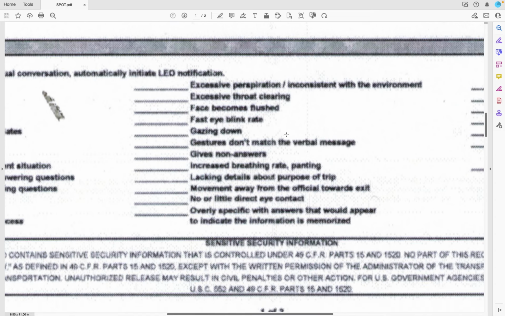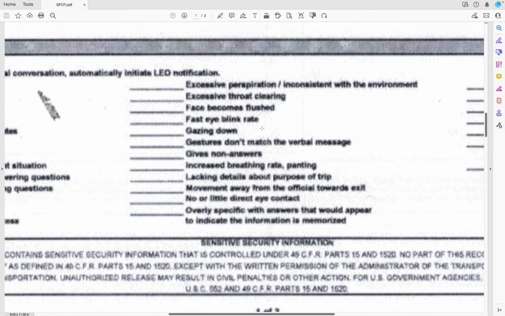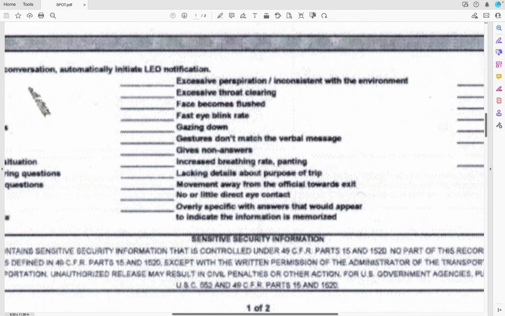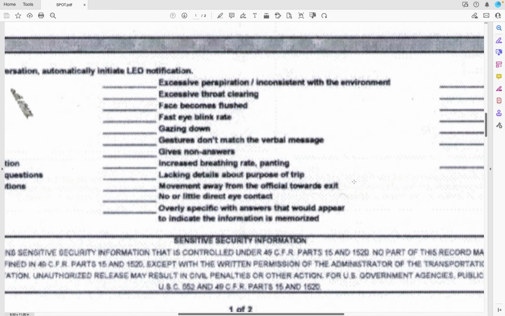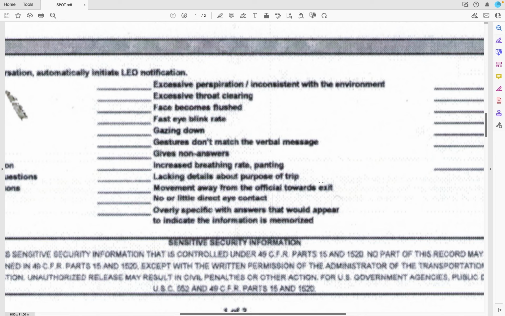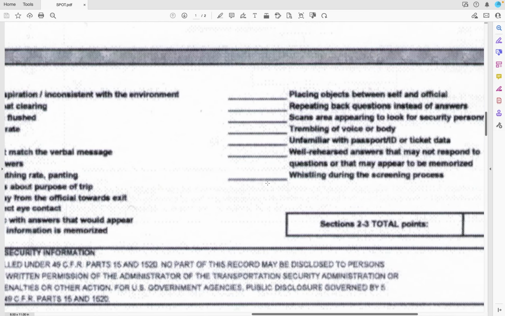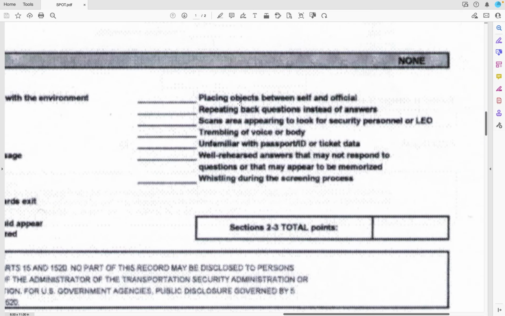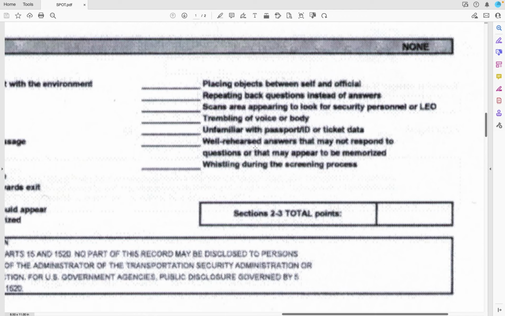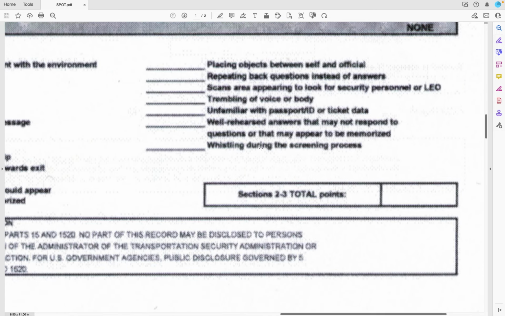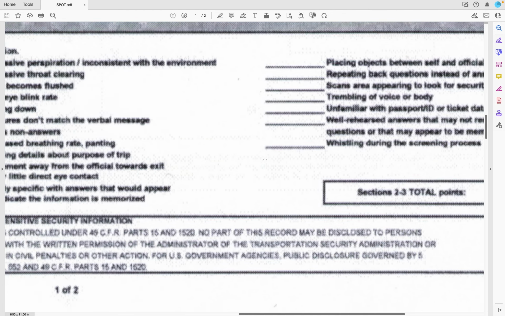If you're sweating a lot, clearing your throat, blinking fast, again, yeah. And if you're not answering the questions very well, giving vague answers, you don't have a lot of details, that type of thing. If you start walking away from the screening area as soon as you see an enforcement officer, that type of thing, then, yeah. Trembling voice, you're unfamiliar with your passport, those types of things. Well-rehearsed answers that may not respond to questions or may appear to be memorized, that's another thing. Whistling, again, whistling's really bad. Don't ever whistle. So then you'll get 2 to 3 points.